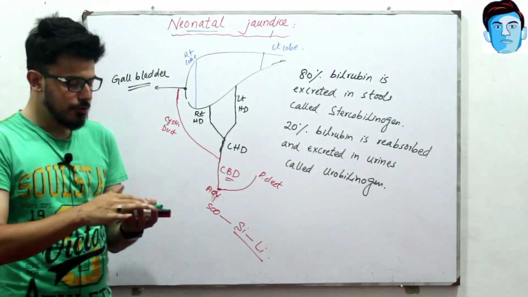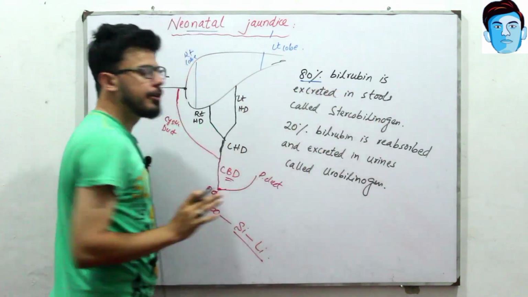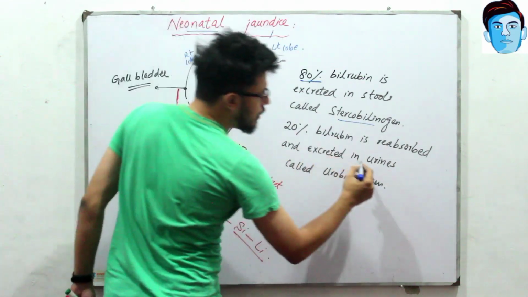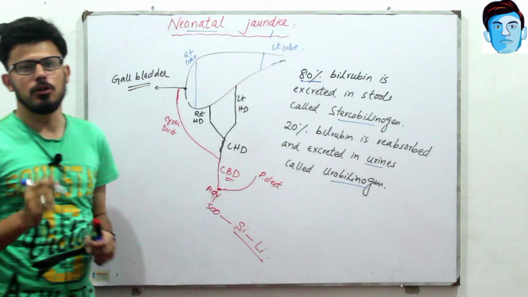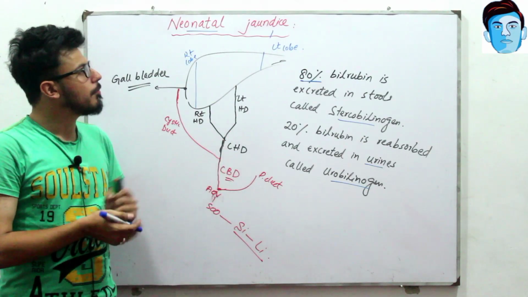How is bilirubin excreted from the body? Always remember that in 80% of cases the bilirubin is excreted in stools in the form of stercobilinogen, while in 20% of cases it is excreted in urine in the form of urobilinogen. So this is all about the pathophysiology of how the bilirubin is excreted.